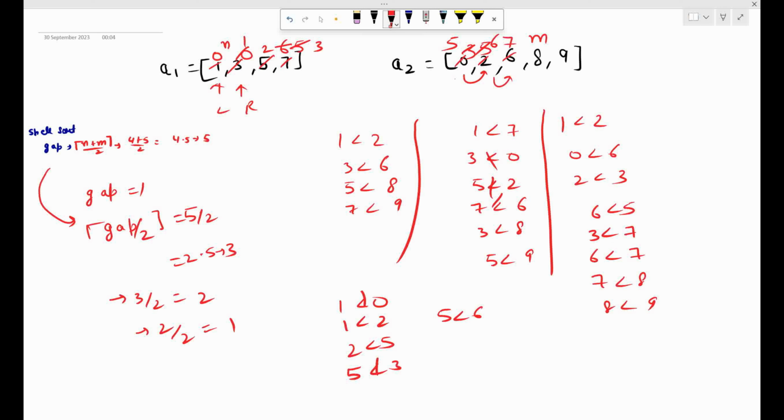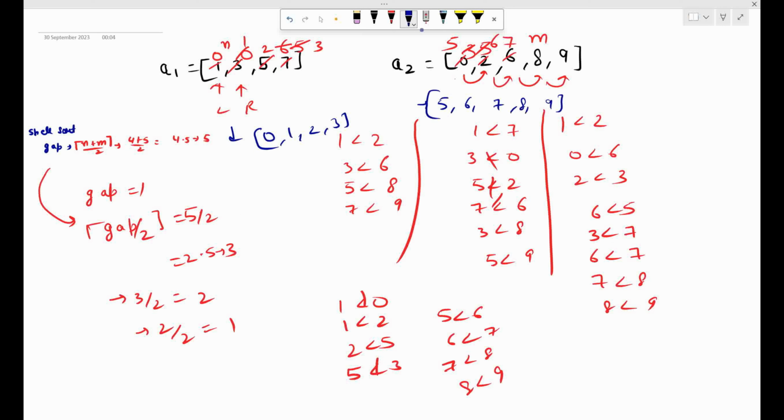Now 6 less than 7? Yes, fine. We can move forward. 7 less than 8? Yes, fine. Now 8 less than 9 seems fine. Okay. So iteration is done. We are done. Now let's see what the arrays are. We have A1 as 0, 1, 2, 3. This is my A1. And what is A2? 5, 6, 7, 8, 9. So these two arrays are now sorted and in the correct positions also.